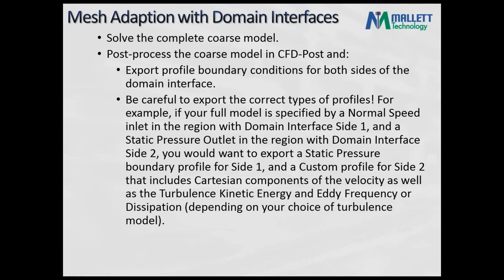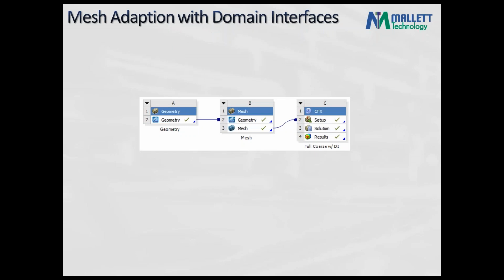Next slide. So first, solve the complete coarse model with the domain interface. Post-process that coarse model and export from each side of the domain interface profile boundary conditions of the appropriate type. Next slide. And that looks like this. We have a geometry, we have a mesh, we have a model with a domain interface. We solved it, we've post-processed it, and we've exported some profile boundary conditions from the two sides of the domain interface. Next slide.